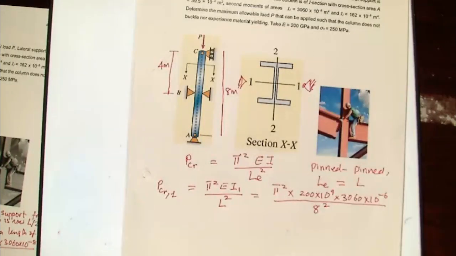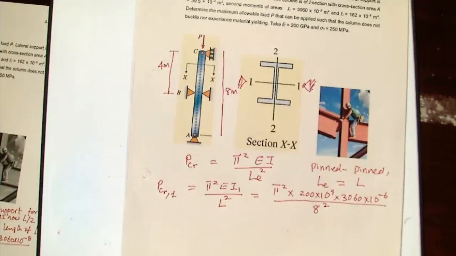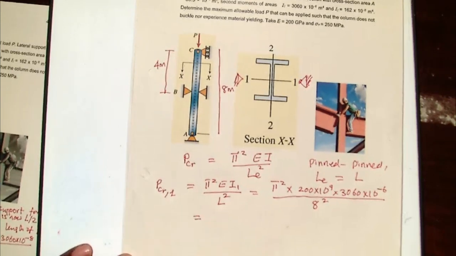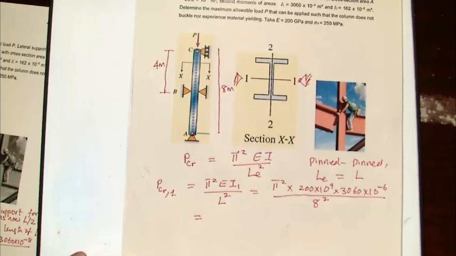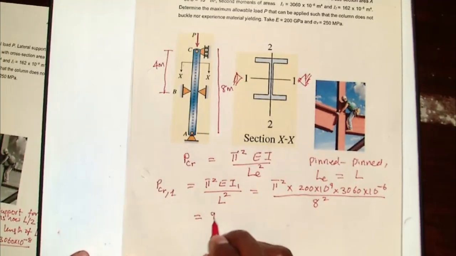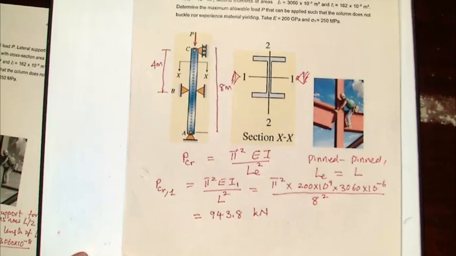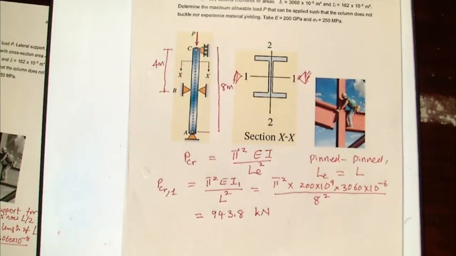Remember, in terms of the units, the modulus has been put in as Newton per meter squared, I has been put in as meter raised to power 4, and the length has been put in as meters. If you did that, the load required for it to buckle about the 1 axis will be about 943.8 kilonewton. If you are below that load, it means that it will not buckle about 1.